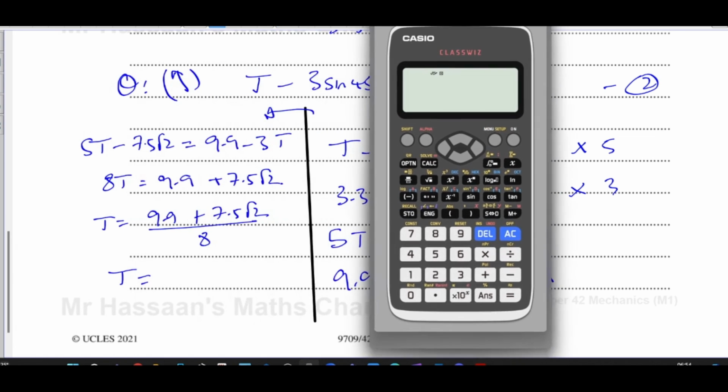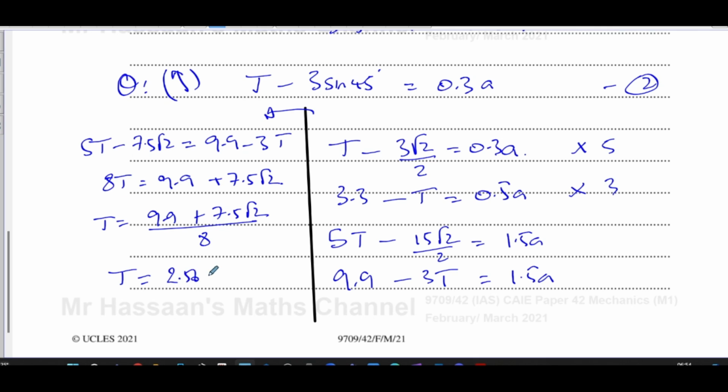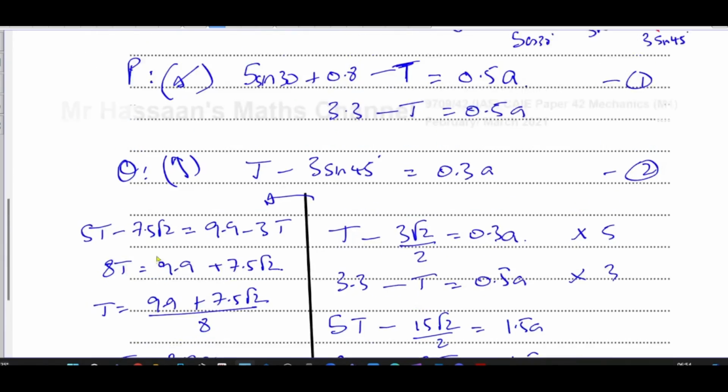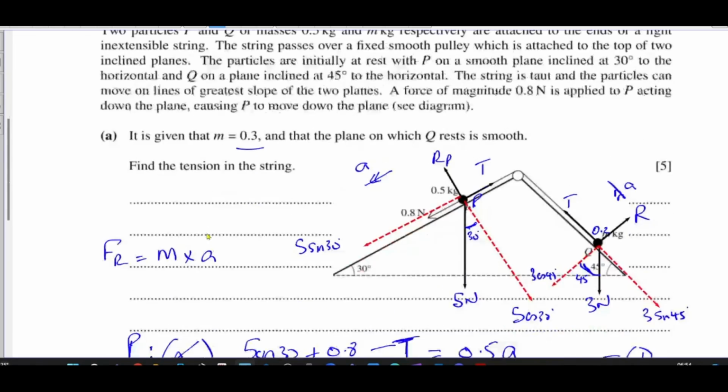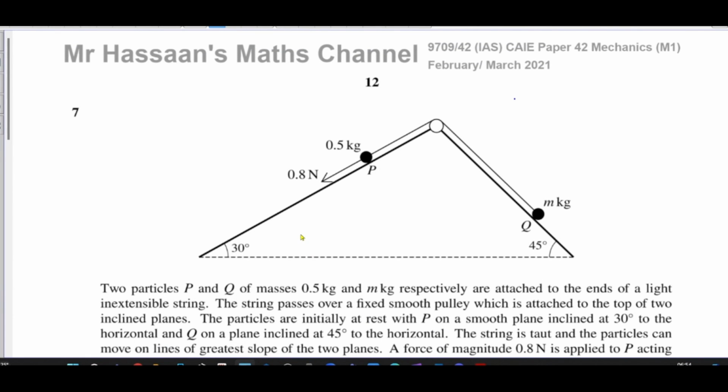Let's see what happens here. We're going to have 9.9 plus 7.5 times root 2 over 8, which gives me 2.5633, which of course we have to write to 3SF, so 2.56 newtons, and there is our answer for question 7 part A. Okay, now 7 part B is actually work, energy, and power.